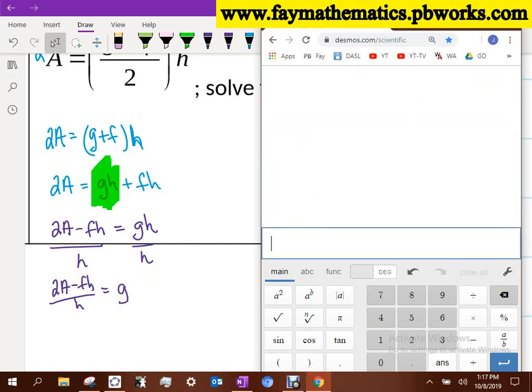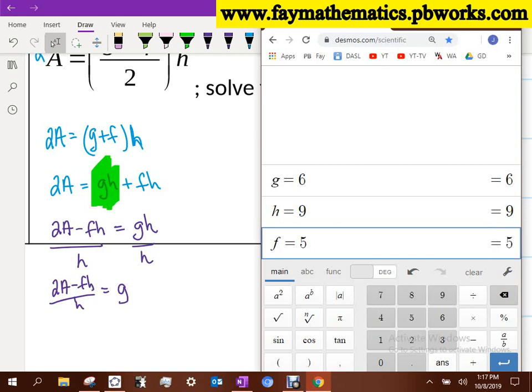Especially on these questions, I think this is kind of a messy problem, right? So when you do all this work, you might as well take the extra 30 seconds and see if your work was right. So give me a number for G. Give me a number for H. Give me a number for F.